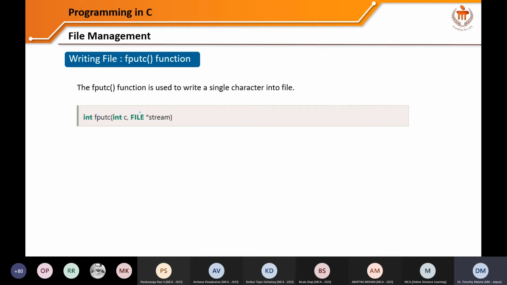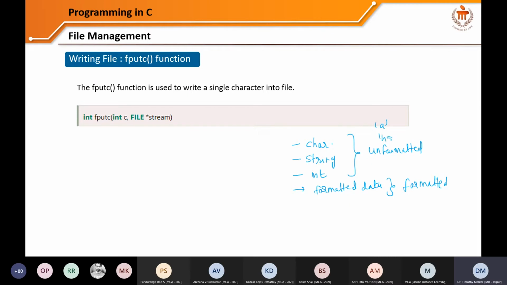We can read or write data to a file in different forms. We can write a single character, we can write a whole string, or we can write an integer value, as well as formatted data. So in the file we can write unformatted data, as well as write or read formatted data. Unformatted data could be a single character, a simple string, or any integer, only one type of data.